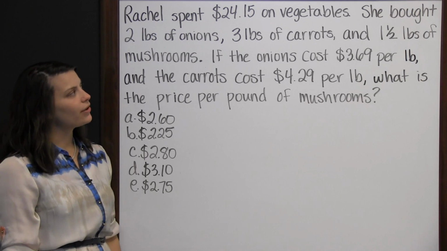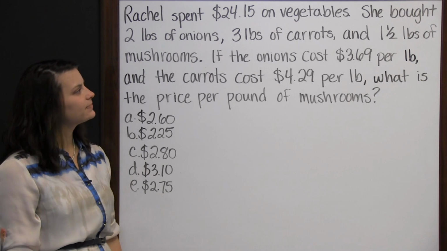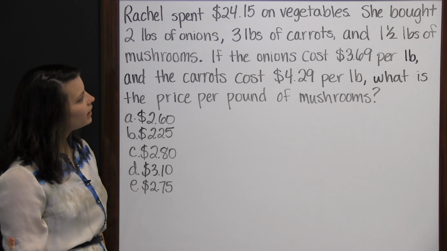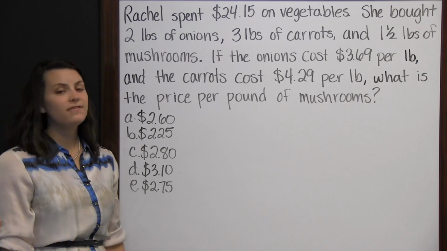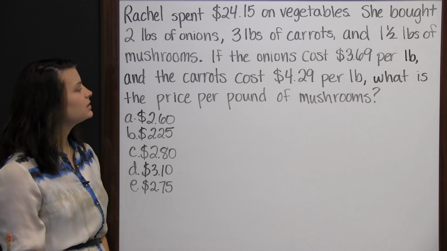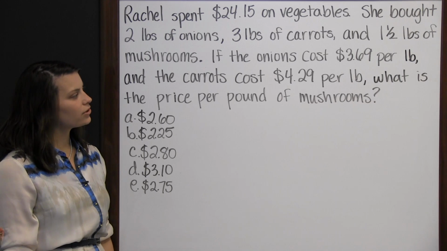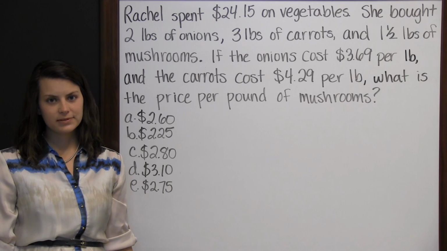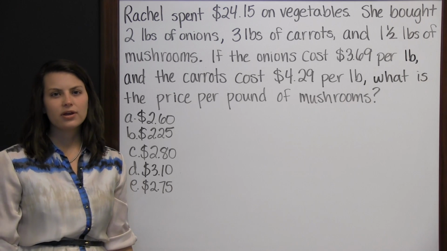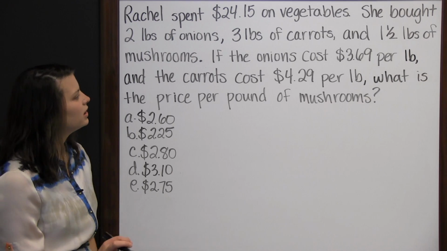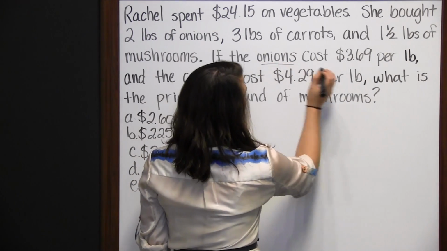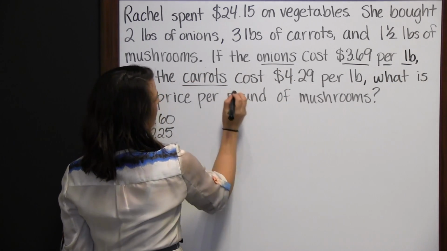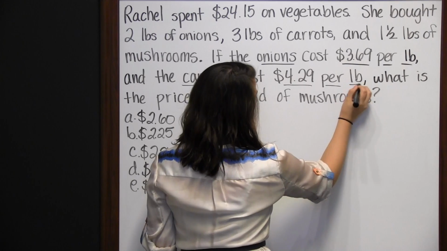Rachel spent $24.15 on vegetables. She bought 2 pounds of onions, 3 pounds of carrots, and 1.5 pounds of mushrooms. If the onions cost $3.69 per pound and the carrots cost $4.29 per pound, what is the price per pound of mushrooms? So first, I want to figure out how much money was spent on the onions that were $3.69 per pound and how much was spent on the carrots that were $4.29 per pound.